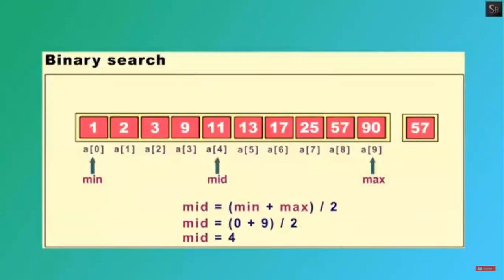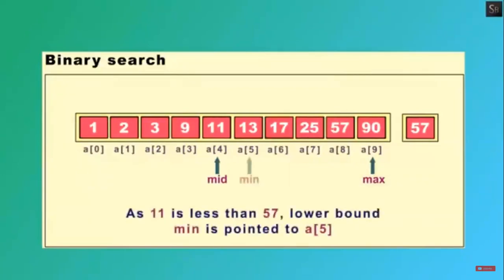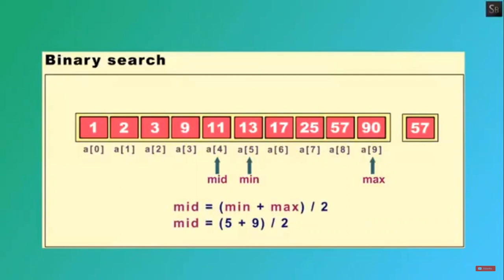Then find the middle element, where mid equals (top plus bottom) by 2, that is (min plus max) by 2, equal to 4. So 11 equal to 57? Not equal. Then compare: 57 greater than 11? If yes, min equals middle plus 1, that is equal to 5. Next, mid is calculated again: 5 plus 9 is 14, 14 by 2 equals 7.